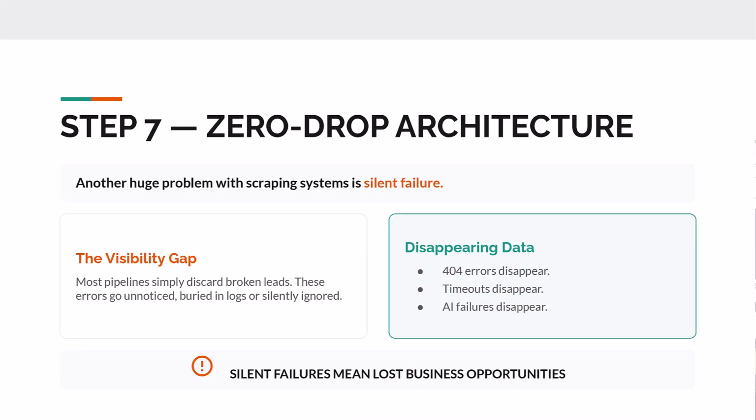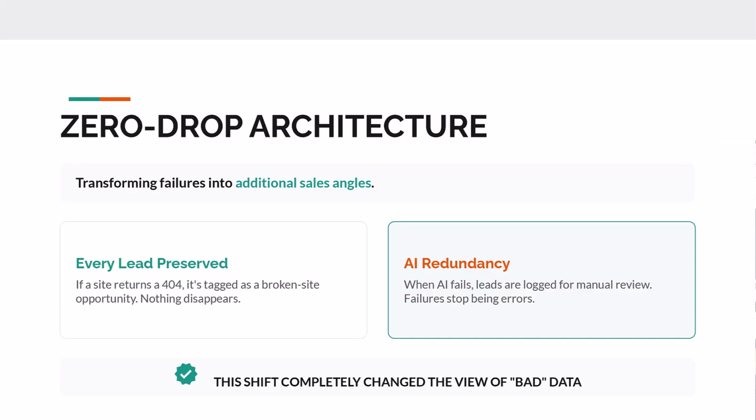Most pipelines simply discard broken leads. 404 errors disappear, timeouts disappear, AI failures disappear, and that means lost opportunities. So I built what I call a zero-drop architecture. Every single lead is preserved, even failures.